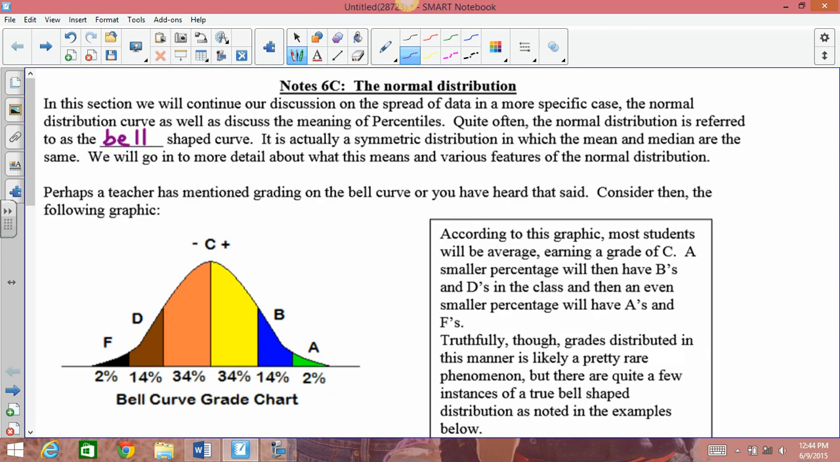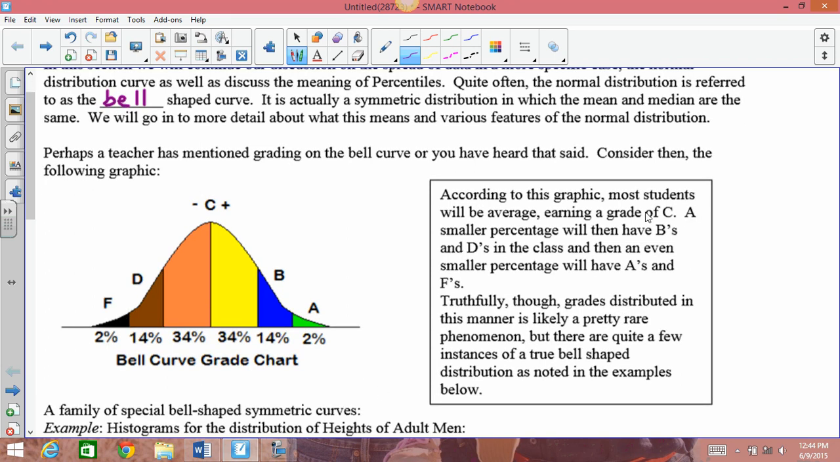And if you look below here, at this picture, that is an example of the bell-shaped curve. Essentially, if an instructor ever told you, I grade on a curve, and you're grading on a curve like that, then they're saying that 68% of the people in the class were scoring a C. Another 14% were scoring a B or a D, and then an even smaller percentage scoring an F or an A.